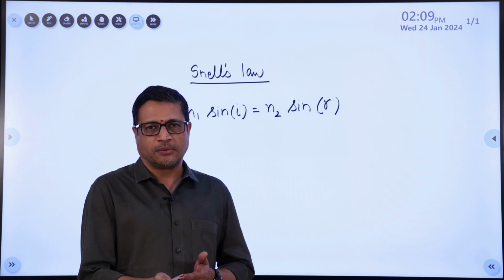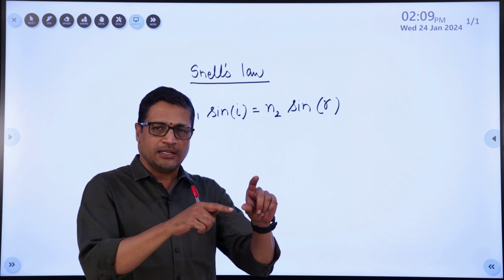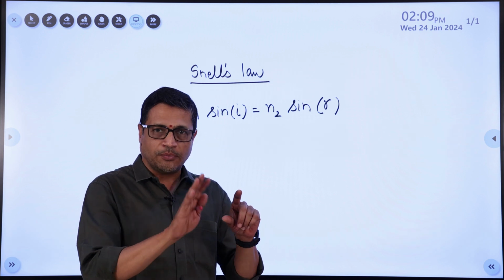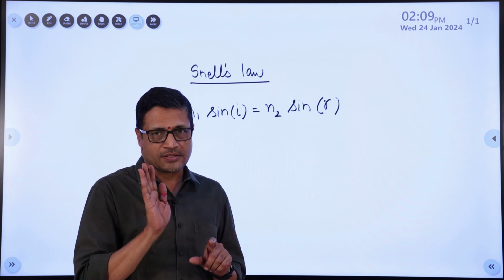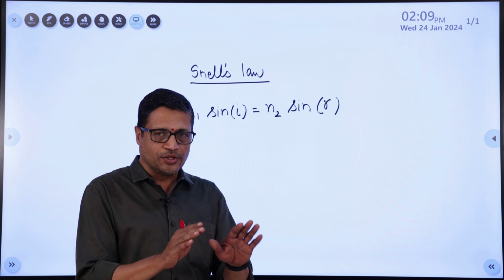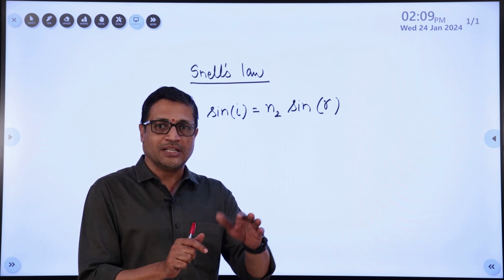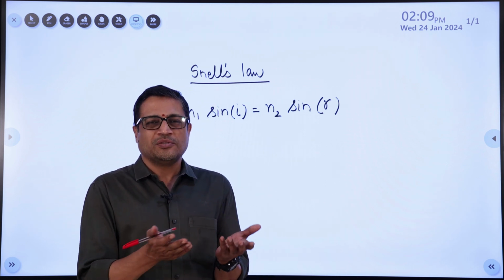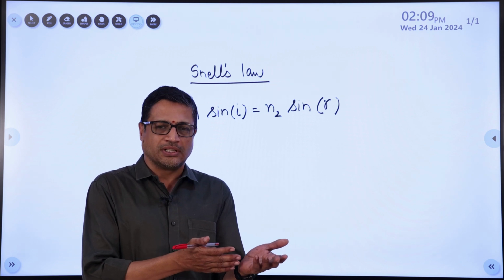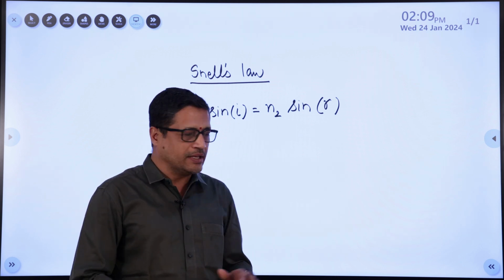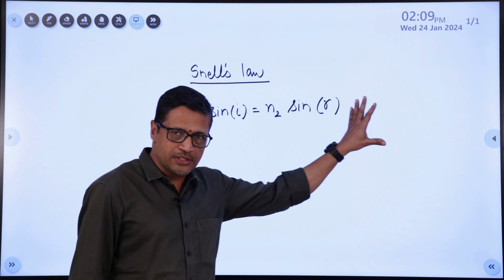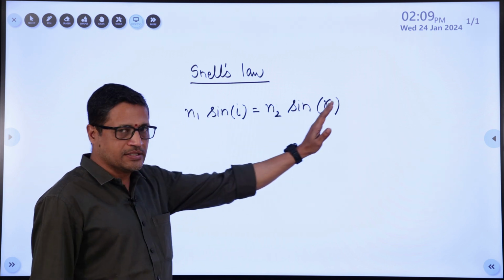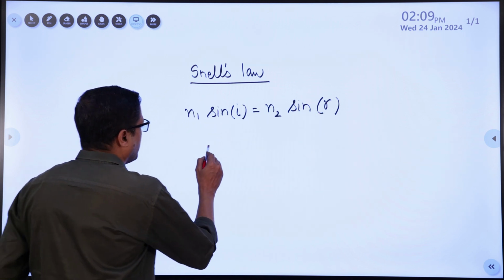Another very popular approach is sin I by sin R is equal to N. It is popular, but it is also equally dangerous. The reason is because you are assuming that one of the medium is air, and there is no logical basis on which you can just decide that one of the medium is going to be air. So this is the most comprehensive form of that law. N1 sin I is equal to N2 sin R.